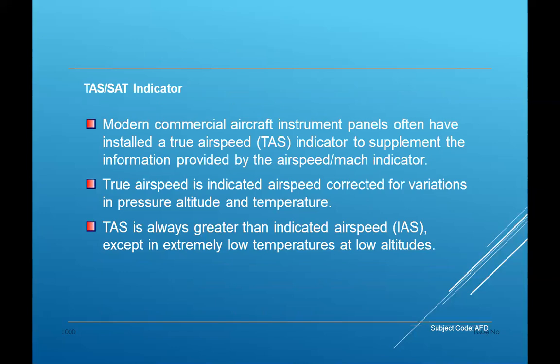Modern commercial aircraft instrument panels often have a true airspeed indicator installed to supplement the information provided by the airspeed Mach indicator. True airspeed is indicated airspeed corrected for variation in pressure, altitude, and temperature. TAS is always greater than indicated airspeed, except in extremely low temperature at low altitude.